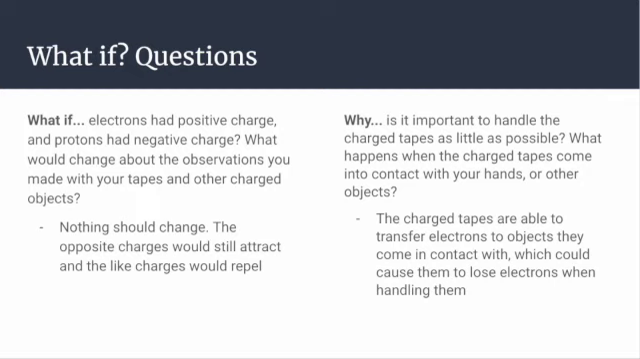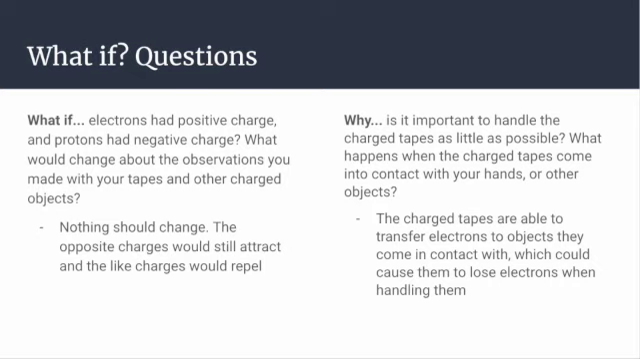Some what-if questions included: if the electrons had positive charge and if the protons had a negative charge, would anything change about the observations? And I stated that nothing should change. The opposite charges would still attract each other and the like charges would still repel, generating the same results as we had during the lab.